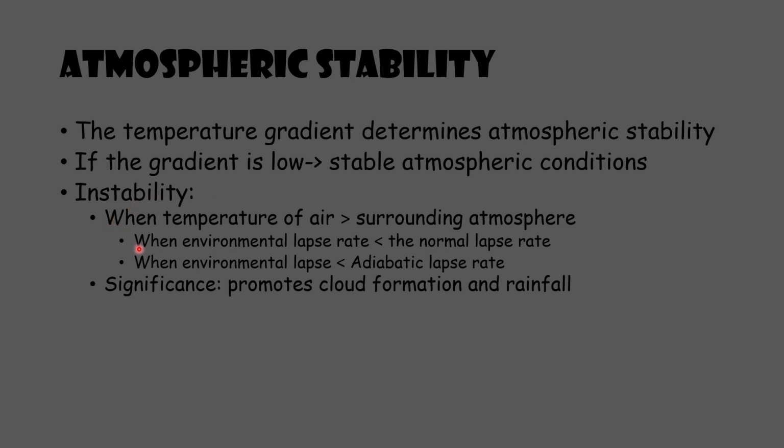Instability condition arises when the environmental lapse rate is less than the normal lapse rate. What this statement means is that the rate at which the rising air is cooling presently is much lesser than the rate at which the atmosphere generally cools. So if it is cooling slowly, it is warmer than the surrounding atmosphere and it has to rise upward. So these two are the conditions of instability in the atmosphere.